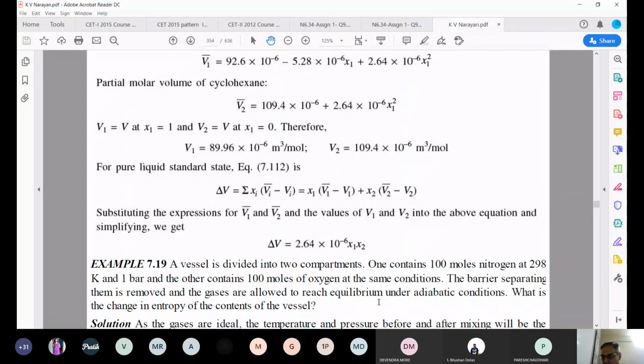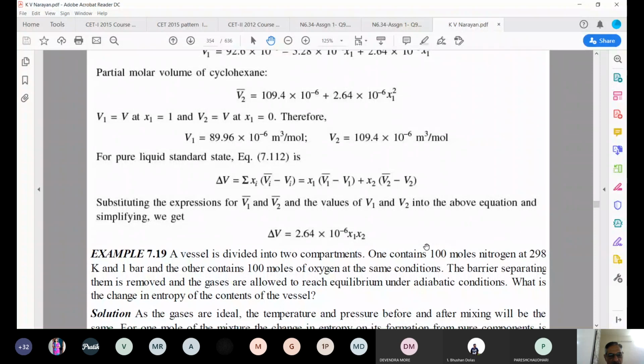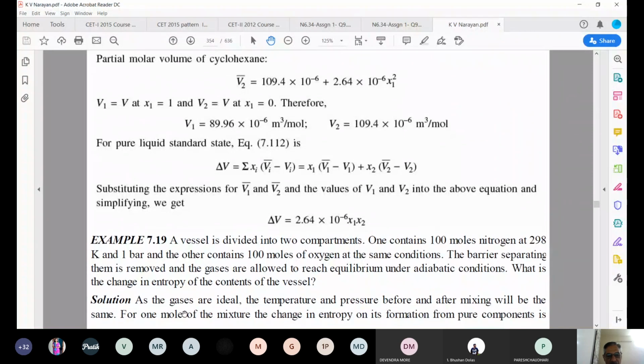So we have one vessel with a divider, and what we are doing is essentially mixing the two gases, nitrogen and oxygen, by removing the barrier between the two. So we need to find out the change in entropy. We are treating the gases as ideal. The temperature and pressure before and after mixing will be the same, right?